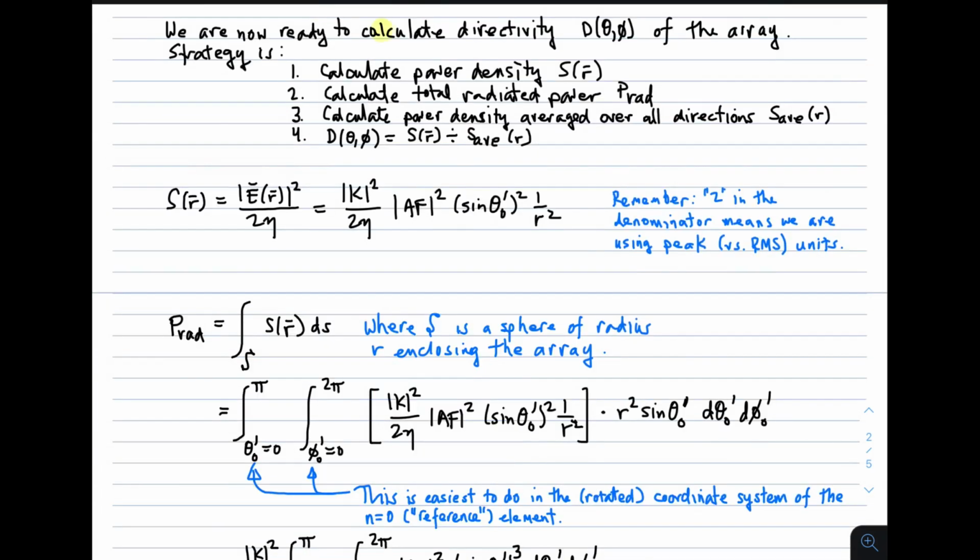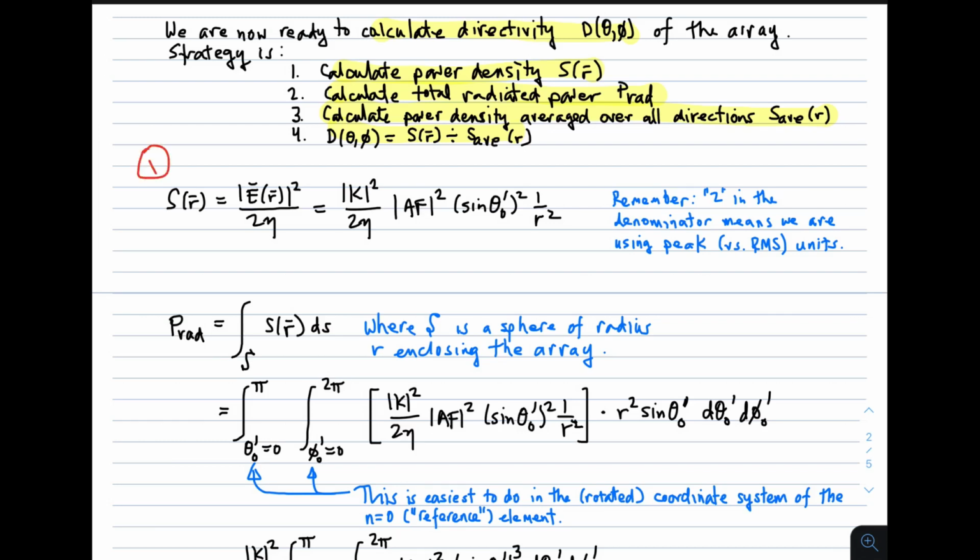Okay, now we're ready to calculate the directivity of the array. So as usual, and this is the default strategy, the approach is to first calculate the power density. You get that from the expression for the radiated electric field intensity. You calculate the total radiated power. You get that by integrating over a sphere in the far field of the array. You calculate the power density averaged over all directions, which is usually just a matter of dividing by 4 pi r squared. And then the directivity is a ratio of those two things. Remember, directivity is the power density in a specified direction divided by the power density averaged over all directions. Okay, so let's go ahead and do it.